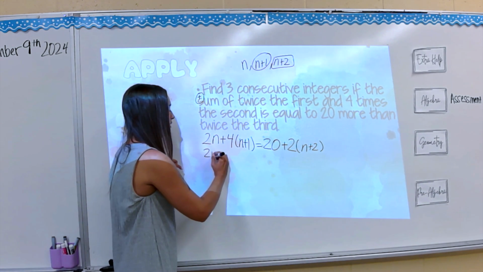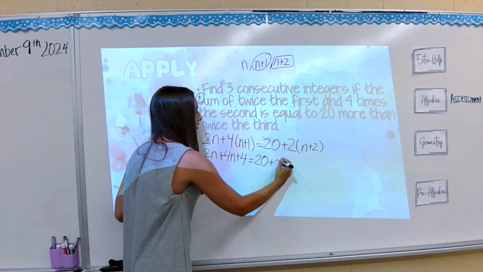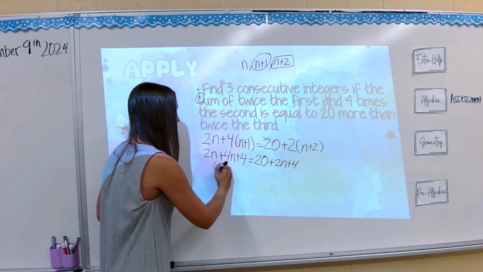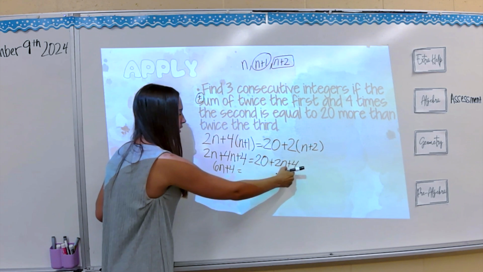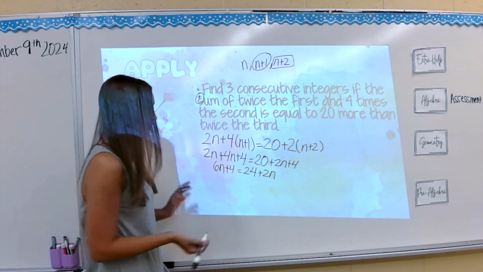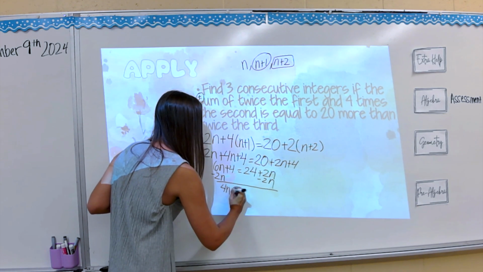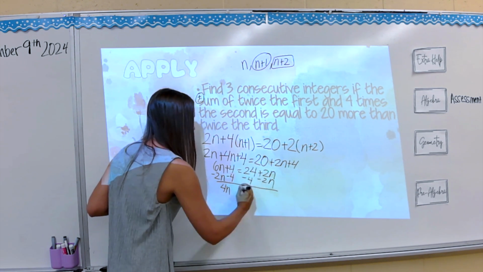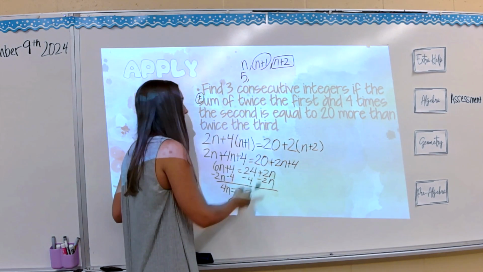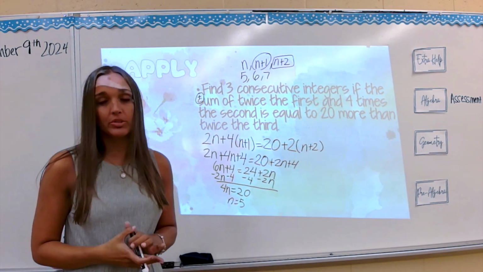So I'm going to get 2n plus 4n plus 4 equals 20 plus 2n plus 4. Combine my like terms. I get 6n plus 4 equals 24 plus 2n. I like to move my smaller variable term over, so I'm going to subtract 2n. And I get 4n. I could subtract 4 up here, equals 20. So I get n equals 5. I plug it in. 5. 5 plus 1 equals 6. 5 plus 2 equals 7. So my 3 consecutive integers are 5, 6, and 7.